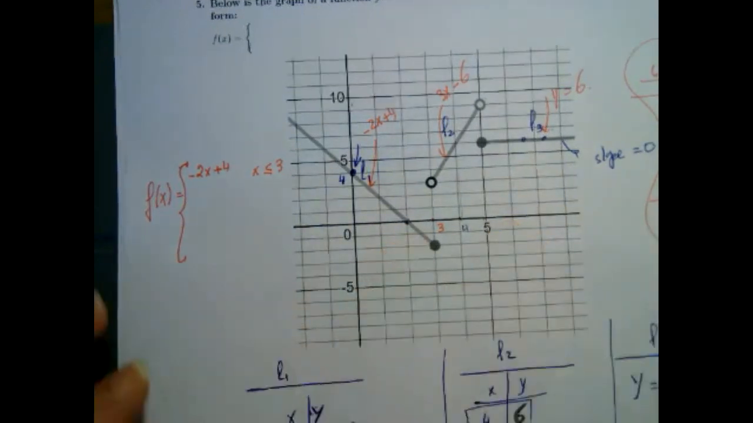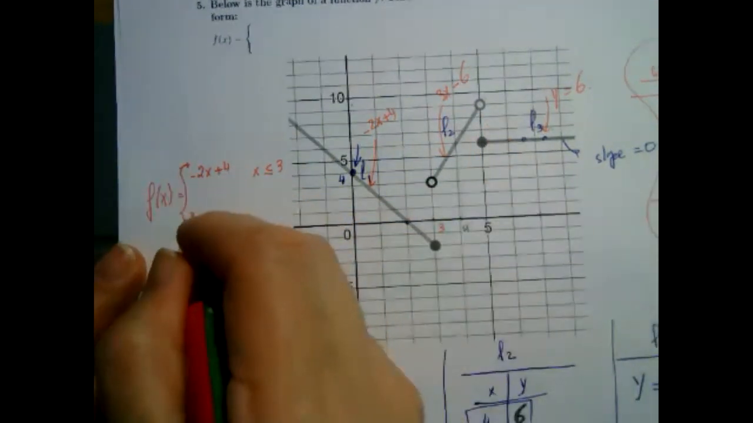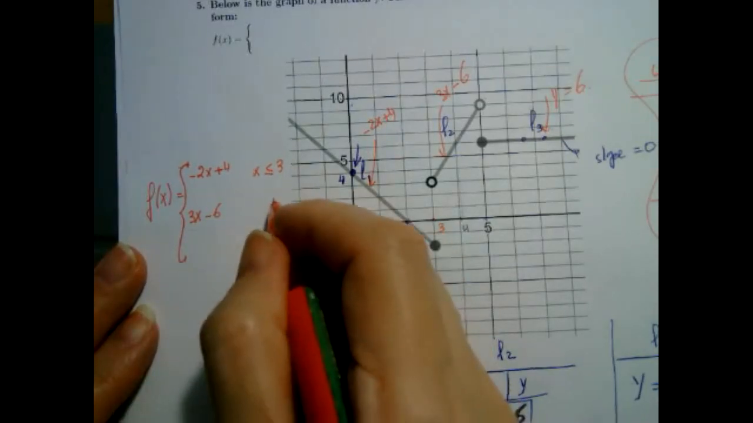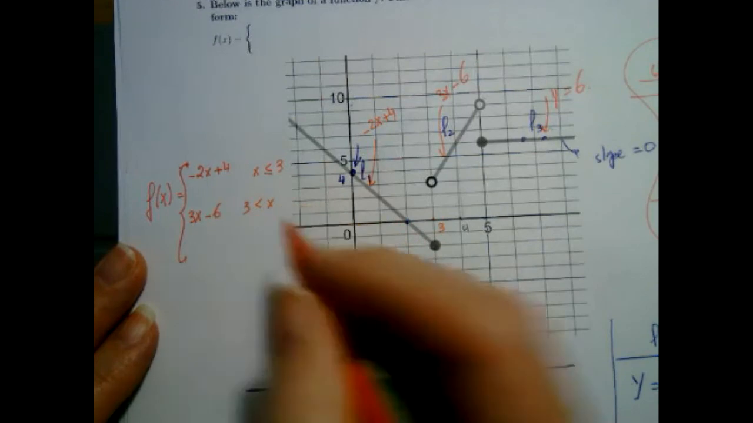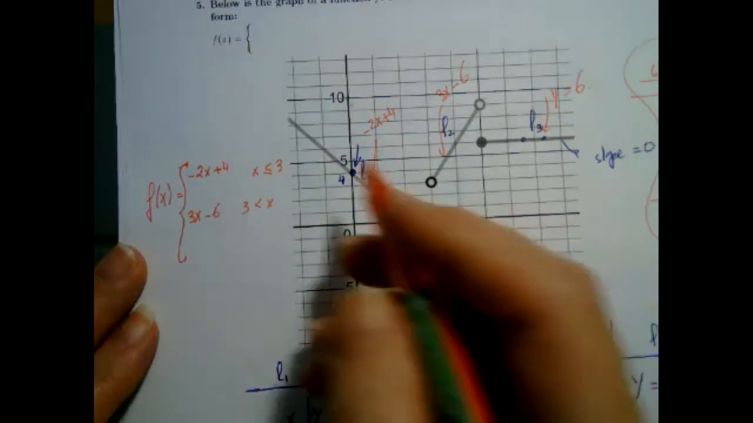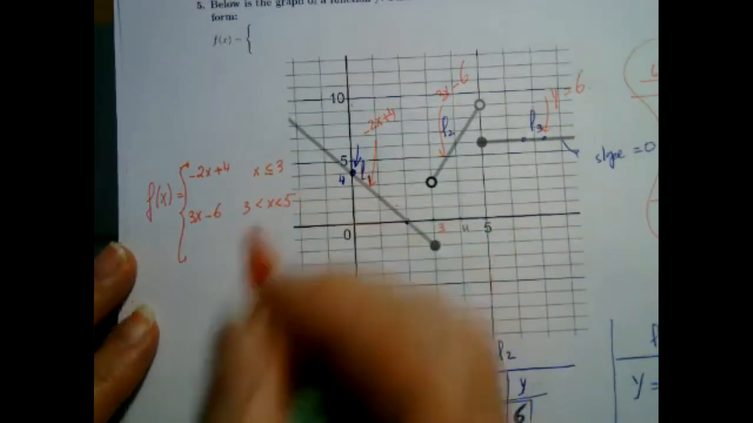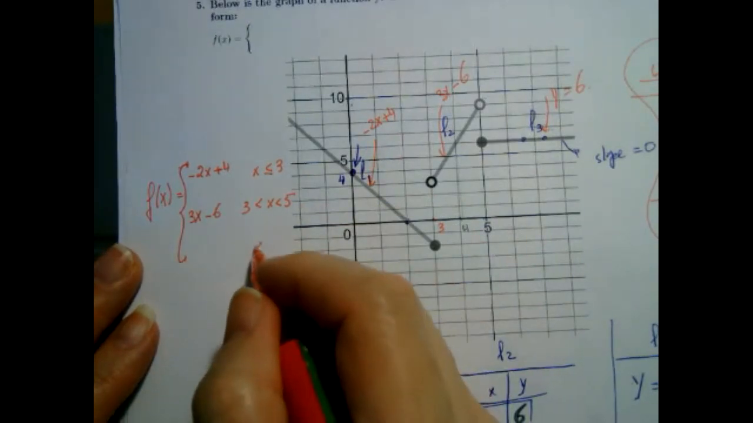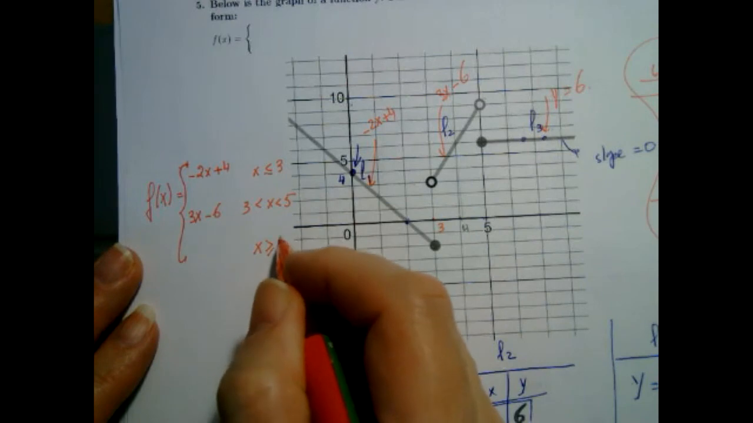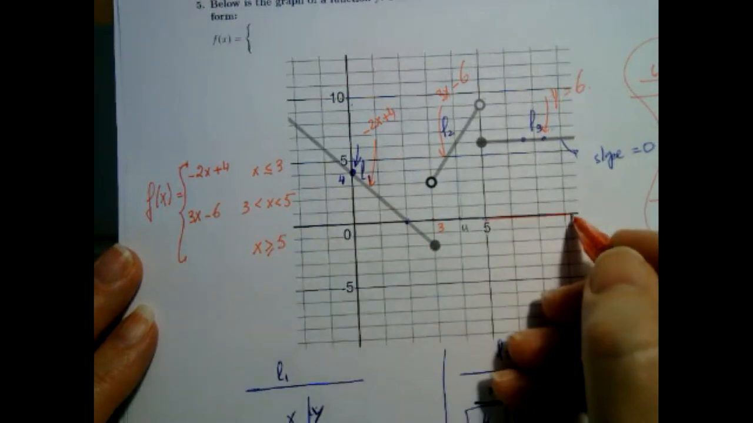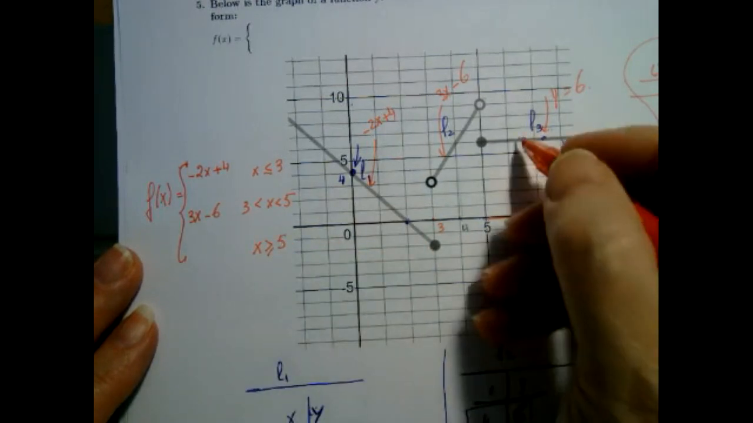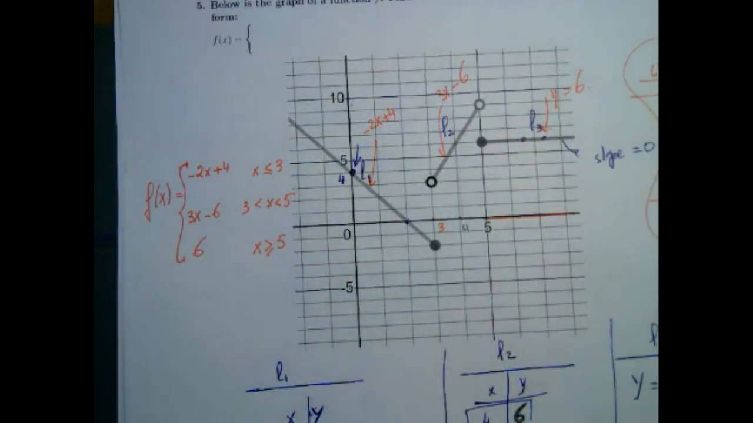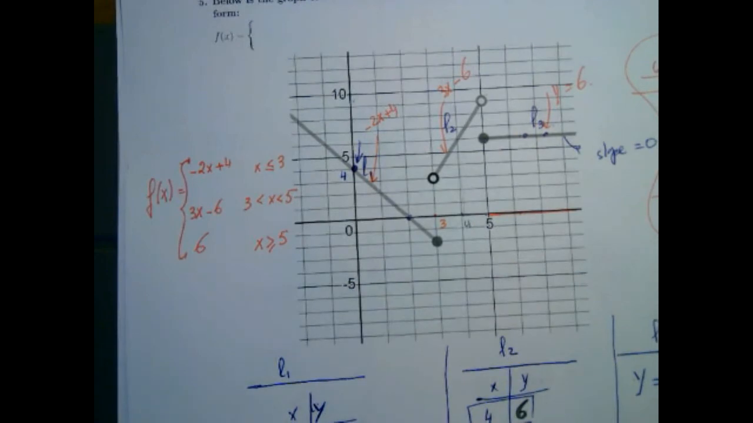Between 3 and 5, the rule is 3x minus 6. And this holds between 3, which is not included, and 5, which is not included, because I have an open circle. And when x is larger than or equal to 5, then whatever x is, the output will have to be 6. And that's really how we piece those together to have a formula.